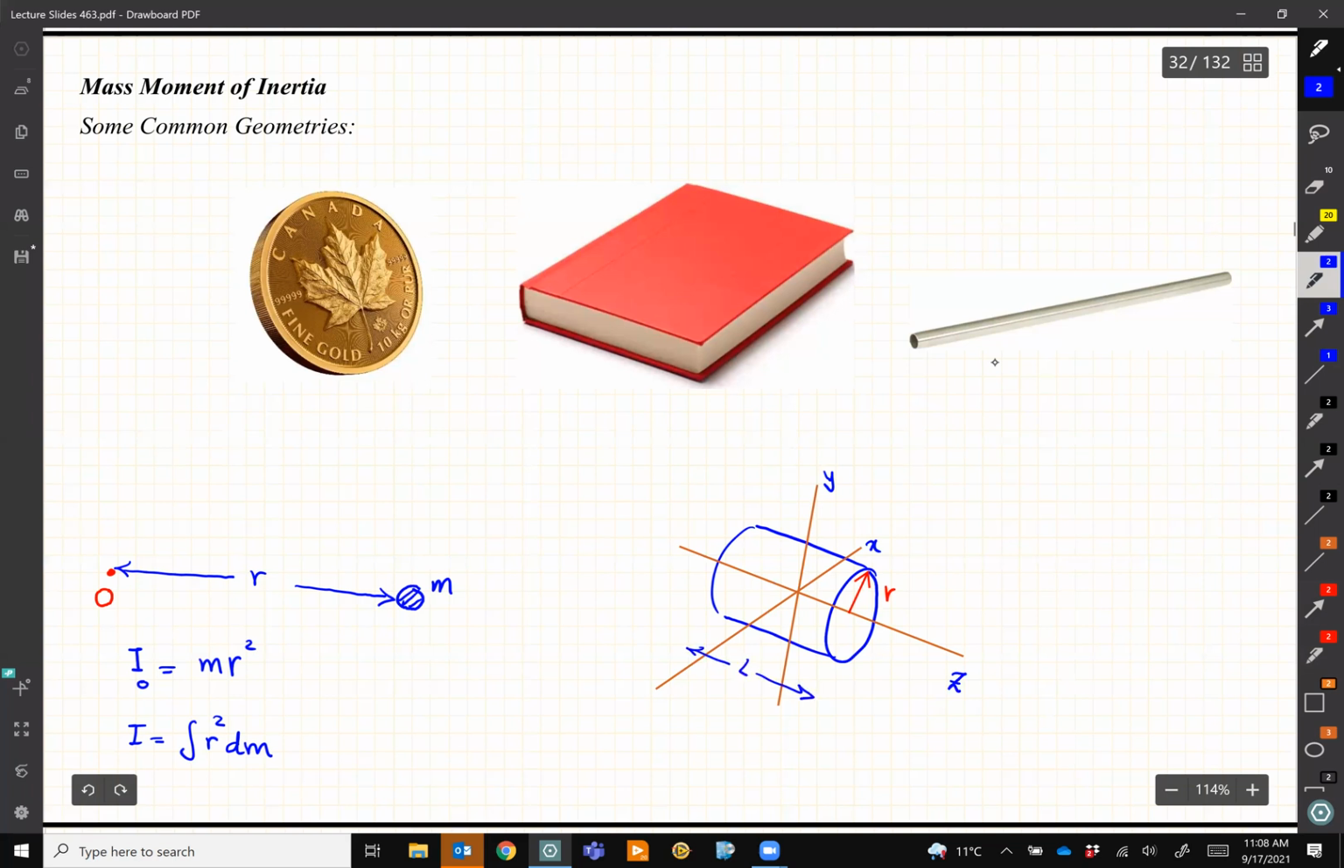So for this cylinder, if you look up the table, Ix and Iy, because of symmetry, they are equal. And they are equal to 1/4 m R squared plus 1/12 m L squared. That's Ix, and Iz is equal to half of m R squared. This is all the formulas that we need for mass moment of inertia for a cylinder.